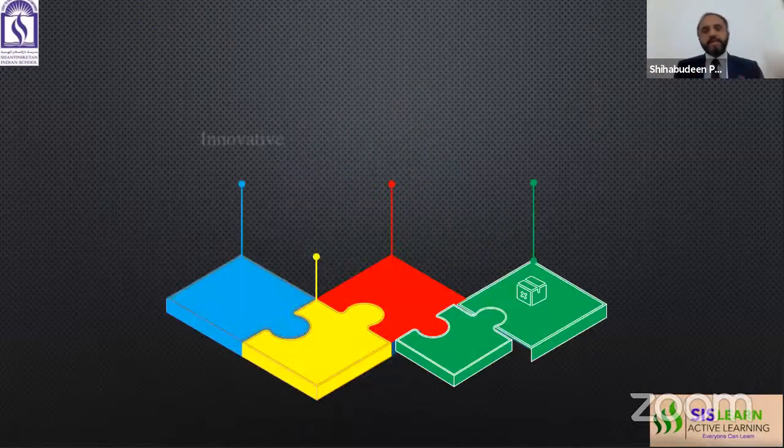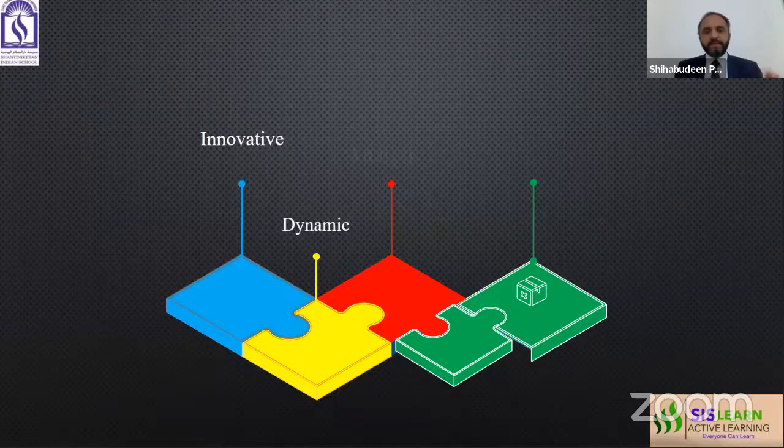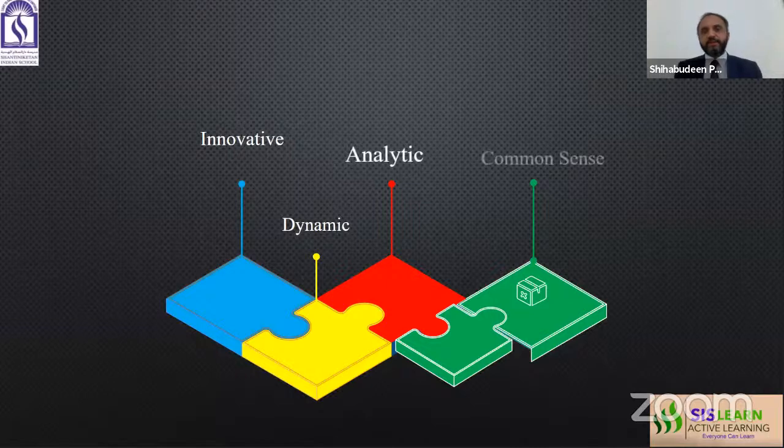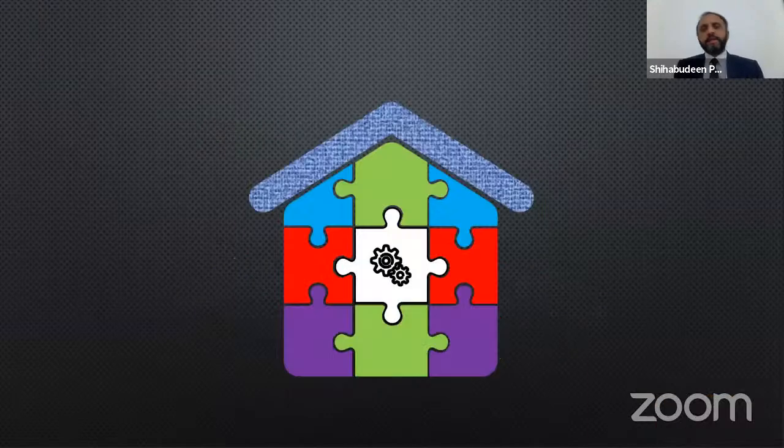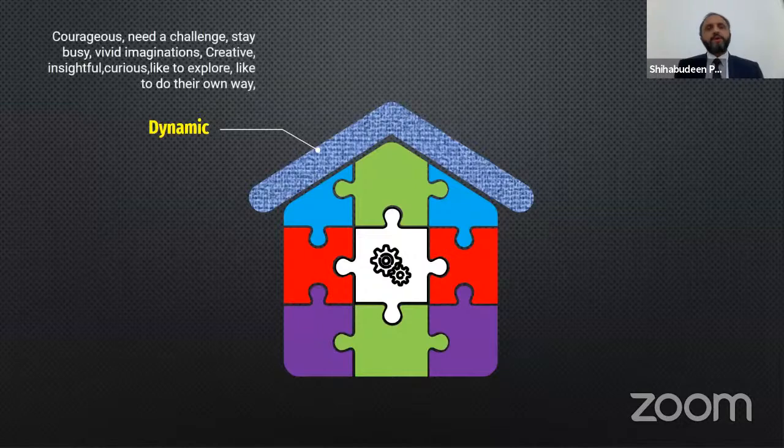The first one is innovative. The second one, dynamic. Third, analytic. Fourth, common sense. What exactly is dynamic? They are so courageous. They need a challenge, stay busy, have vivid imaginations, and are creative, insightful, curious, like to explore, and like to do things their own way.